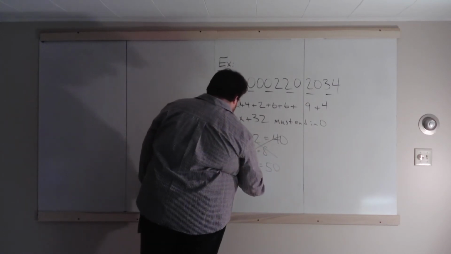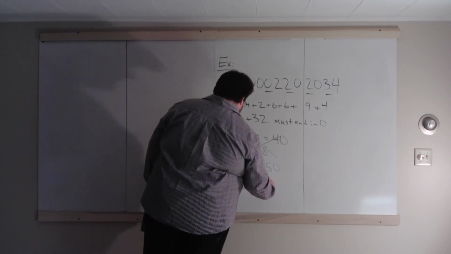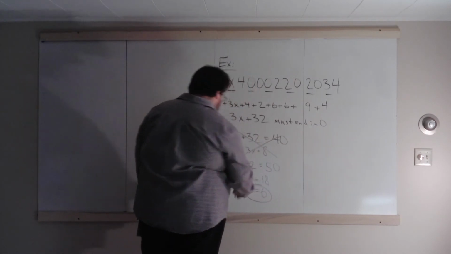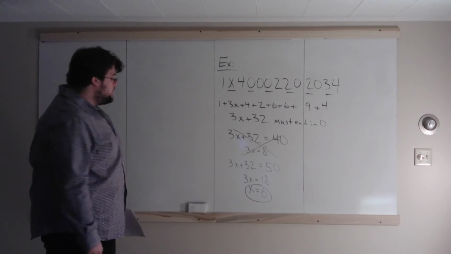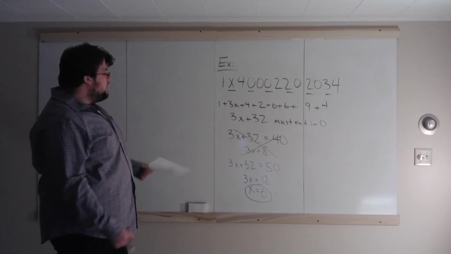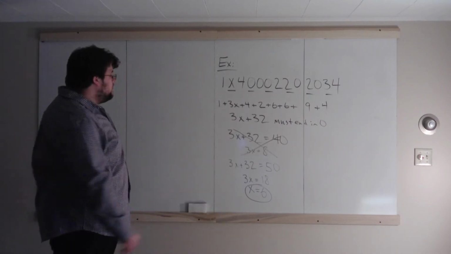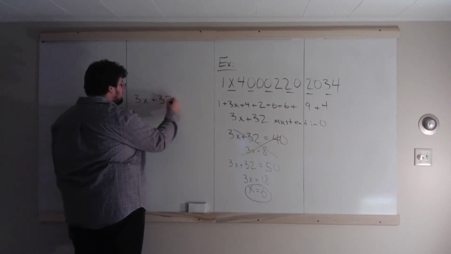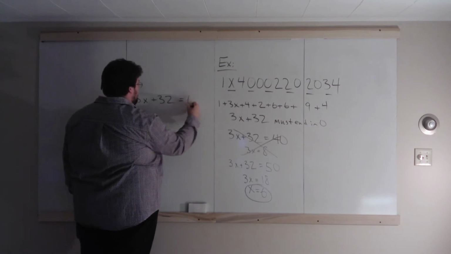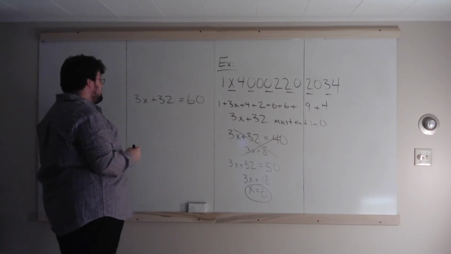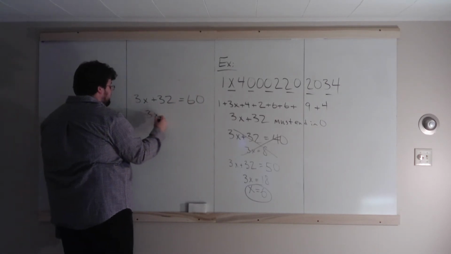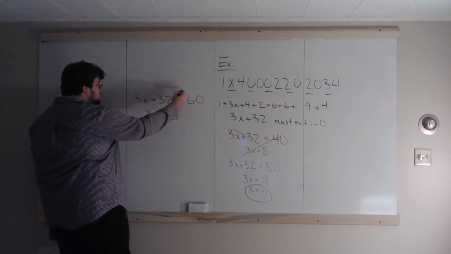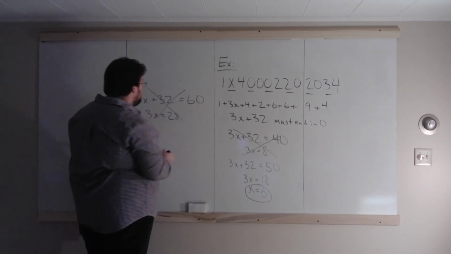Well, what would you get here? 3x equals 18. So you get x equals 6. Well, that's good. We have a number. Now, is there any other number this could be? Well, let's check it like this. What's the next number that can end in 0? 60. 3x equals 28. x equals 28/3, not a whole number.